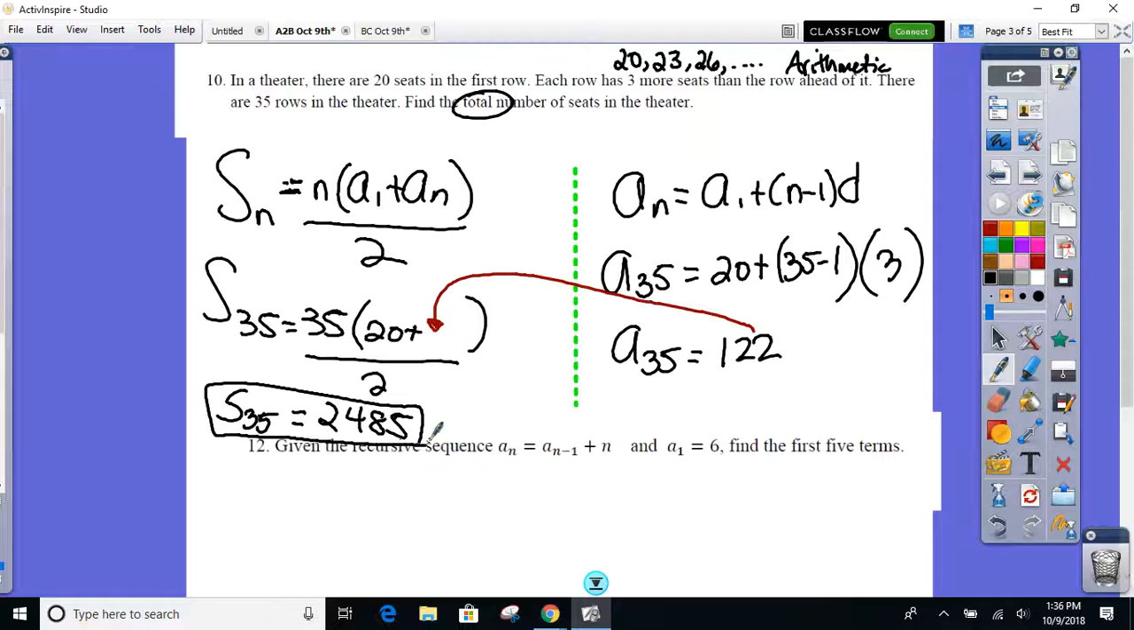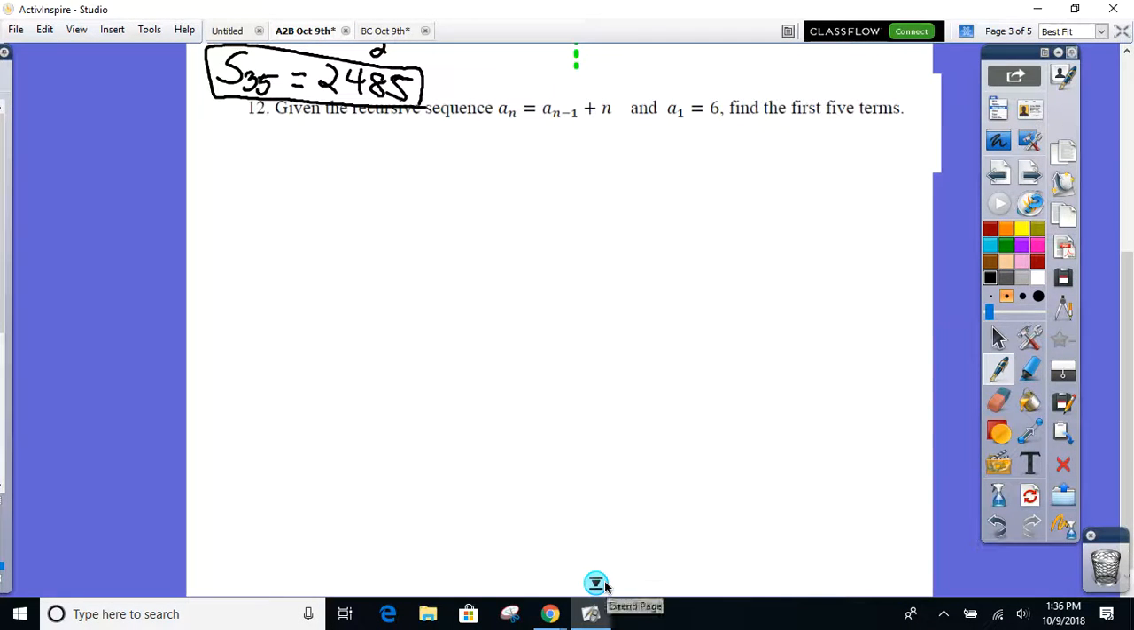All good? So we've done arithmetic, geometric. Now we got to talk about these recursive sequences. Number 12. 12, everybody. Okay, this is what we did on the first day of the unit. Recursive sequences come in two parts. Two parts. I will always give you the first term.